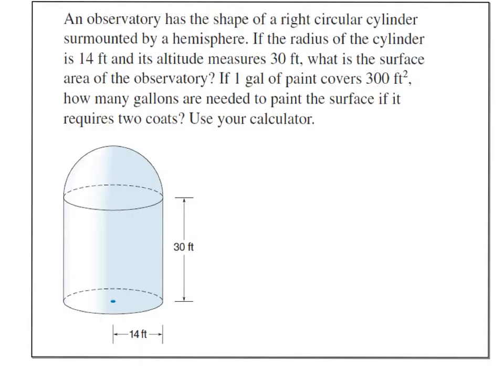Okay, take a moment, read this, and see if you can figure out what we're going to need to do. Okay, so I need to find, first of all, what is my surface area? Well, I know that my total surface area is going to be the surface area of the cylinder plus the surface area of half of my sphere.